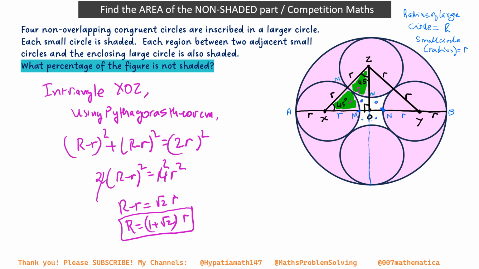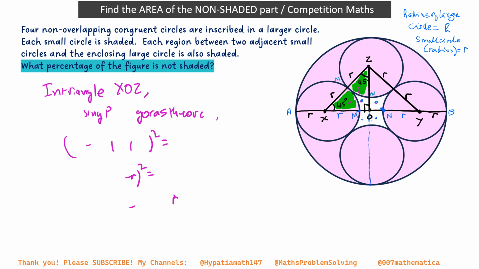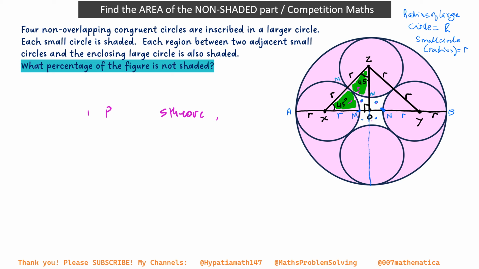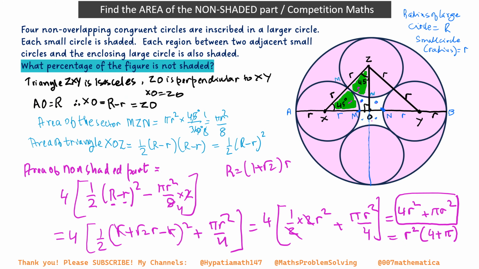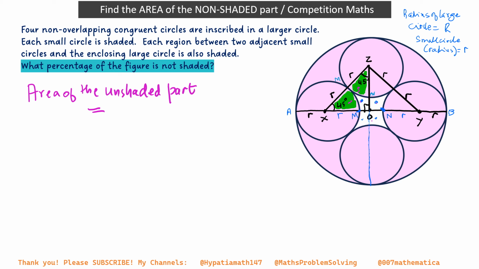Okay, so I'm going to write it down here. I will erase this and I will write: area of the unshaded part is equal to, what did I get, r square multiplied by 4 plus pi.